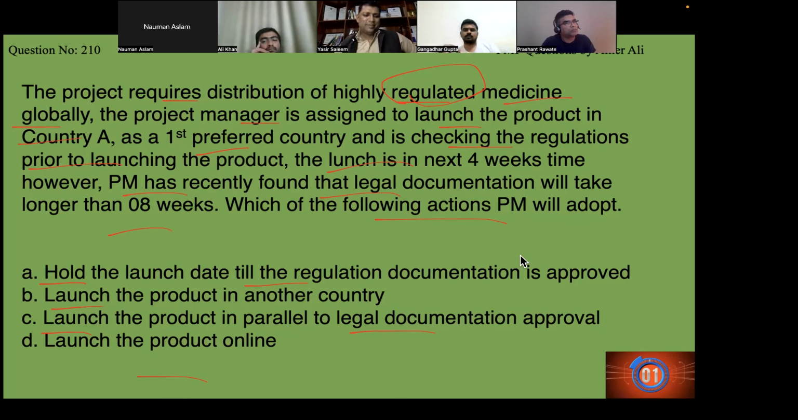So guys, anyone who put any answer apart from A, please understand this thing. This is highly regulated medicine. We cannot do that. We have already chosen option A. We don't know what will happen in the other country. So we need to hold the launch. Sometimes not doing anything or stopping your project is the most important strategy.